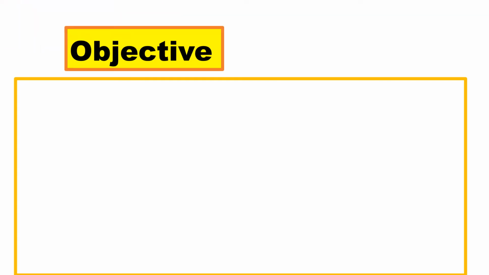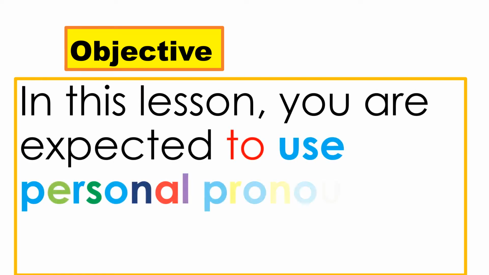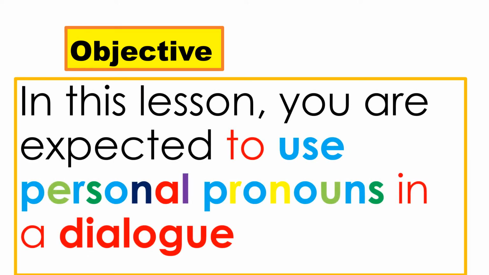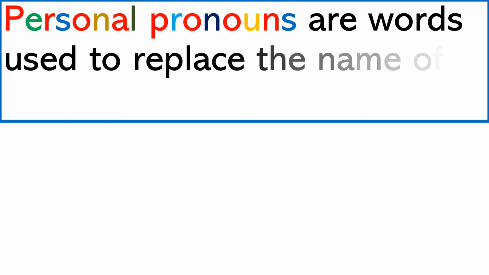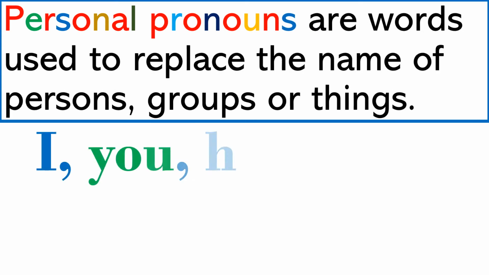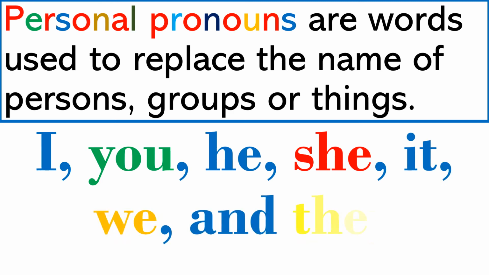Before we begin, let us first know our objective. You are expected to use personal pronouns in a dialogue. Before that, let us first know the meaning of personal pronouns. These are words used to replace the name of persons, groups, or things. I, you, he, she, it, we, and they are personal pronouns.